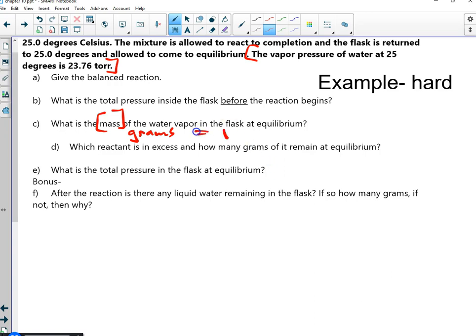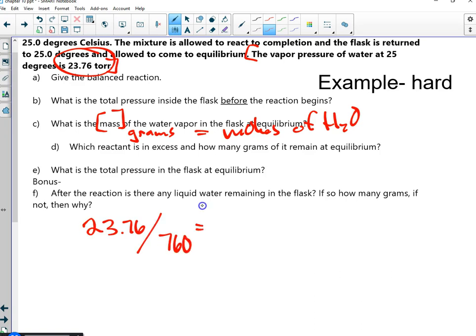So we get moles of H2O using PV = nRT because I only gave you the pressure of the water vapor. So the first thing I need to do is convert this to ATM. Is everyone okay with that? 23.76 divided by 760. Type that in. It was 0.03. We'll just go with that value right now. I'm not going to worry about more decimal places. So we have 0.03 ATM of water vapor.